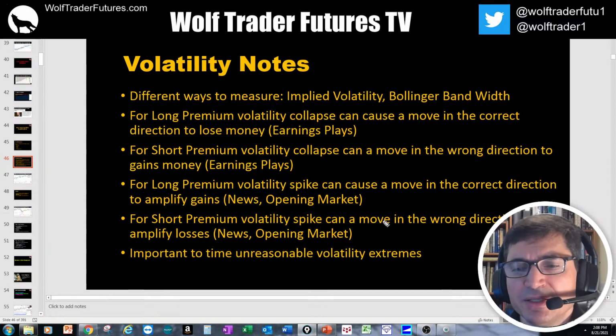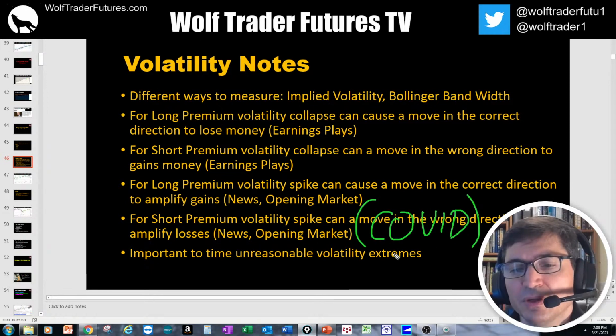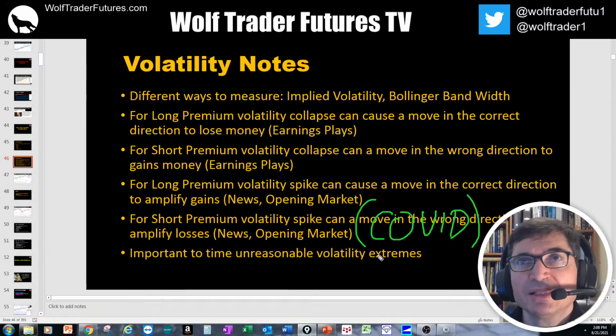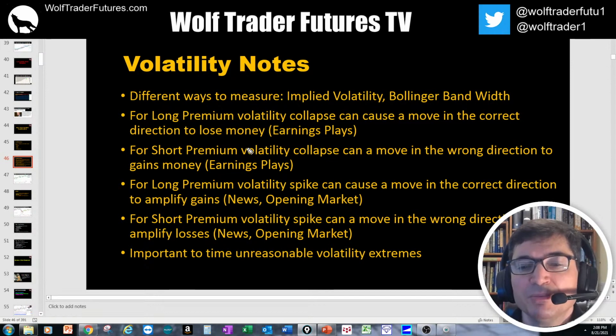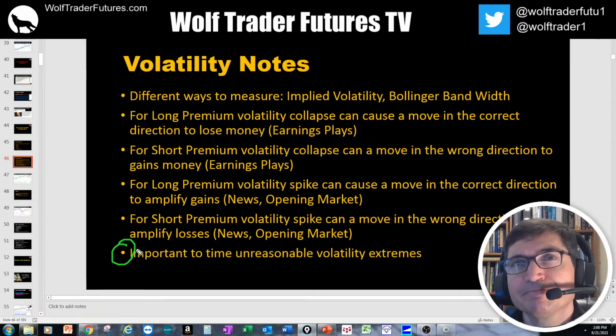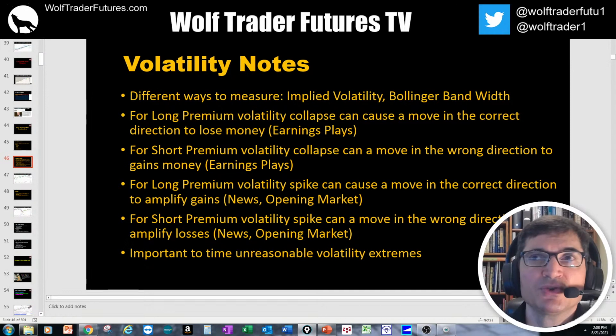This is huge. This is what happened in COVID. People thought that the volatility was high, it can't get any higher, and they kept selling premium and they got smacked. Right? So volatility spiked and they could be right. They could be betting it's going down, but they're still losing money because the volatility increased. So the point of this is that it's important to time unreasonable volatility extremes and be aware that there are events that are out of your control, like COVID.